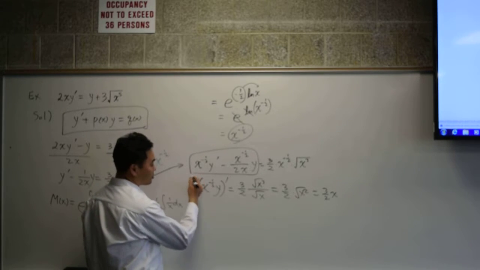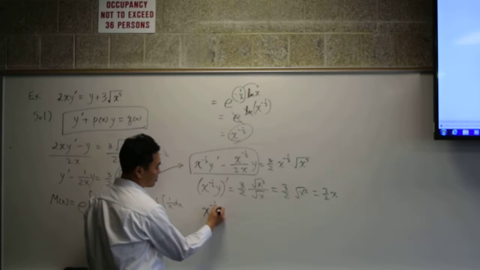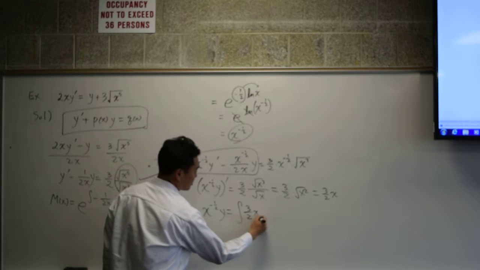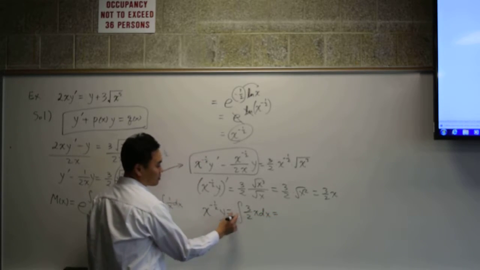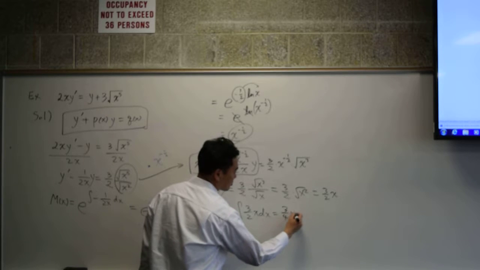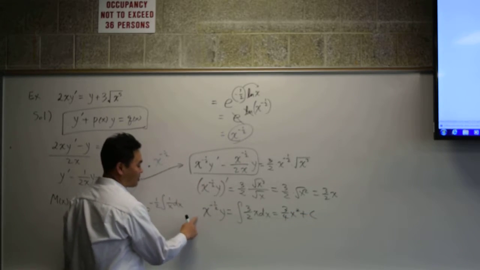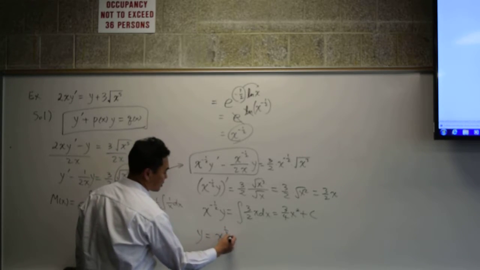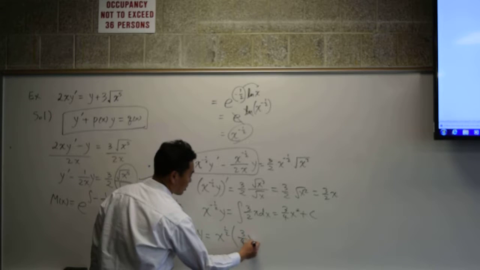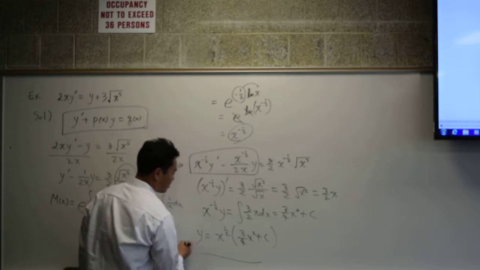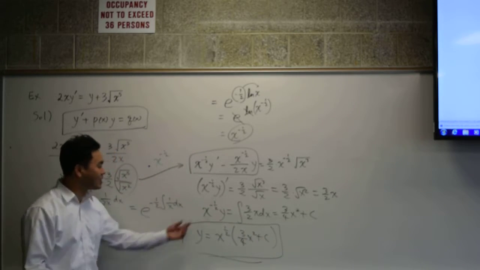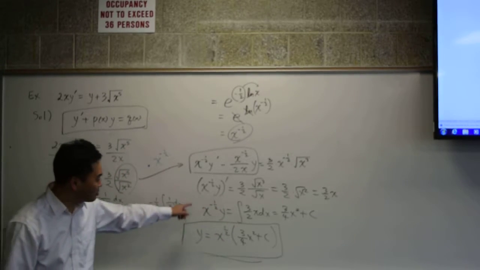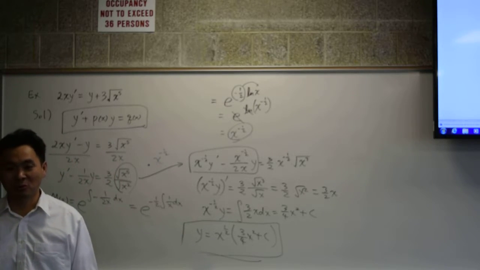We now integrate both sides, and we get x to the negative 1/2 y on the left side. And on the right side, we have the integral of 3 over 2 x dx, which is 3 over 4 x squared plus c. And finally, if you divide this to the other side, you end up with y equals x to the positive 1/2 times 3 over 4 x squared plus c. Dividing by the negative exponent is the same as multiplying by the positive, right? I skipped one step from here to there, but I suppose you understand.